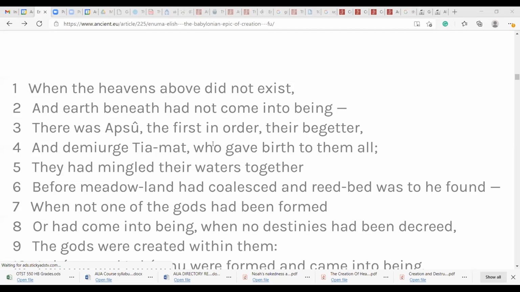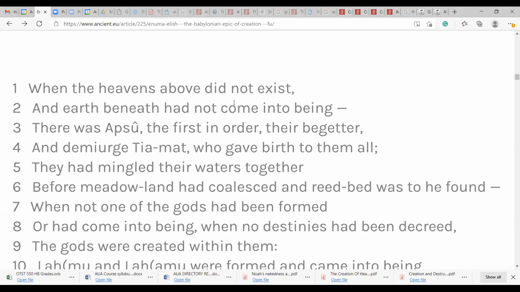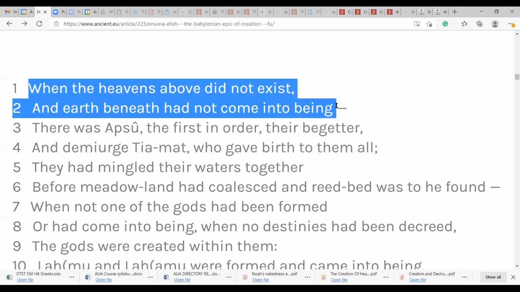So when the heavens above did not exist and earth beneath had not come into being. This is Enuma Elish. And this expression is very similar to creation ex nihilo. So when there were no heavens and there was no earth. But this phrase could be understood differently, and we need a separate interpretation for these things. When the heavens above did not exist and the earth beneath had not come into being.